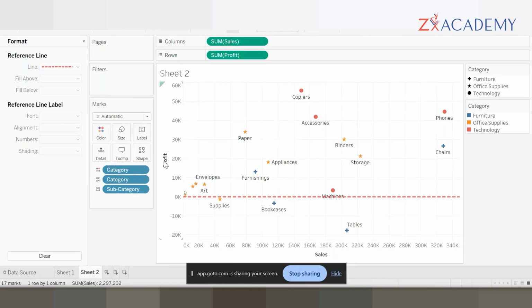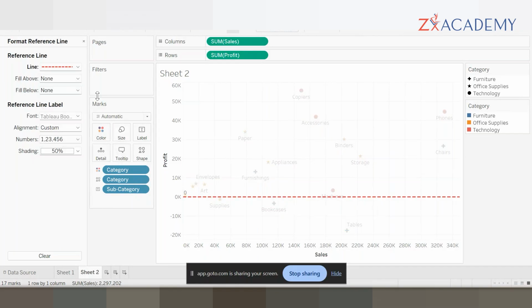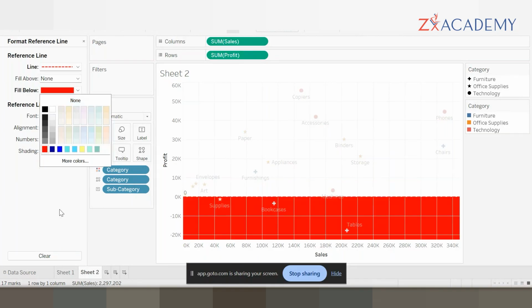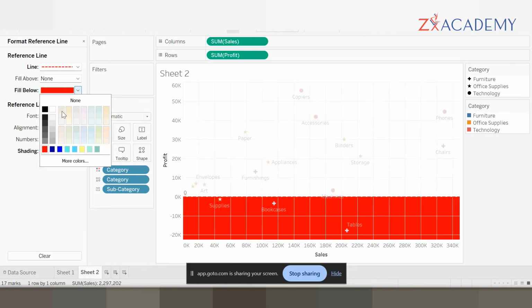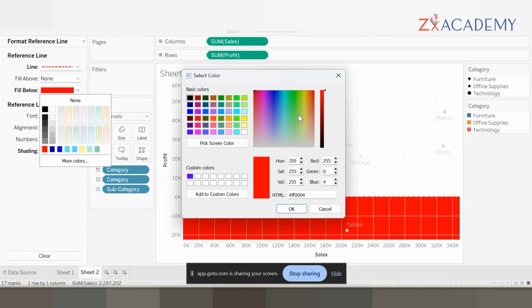Shall we move forward? Okay, so here we can easily come to know which all are my negative profits. You want to fill this below, you want to fill this color or something. So we can just click on the line here. I just say fill below, you want to have this kind of reddish color and maybe shading. I just want to make it semi-transparent, dark red, and go to the light red color.